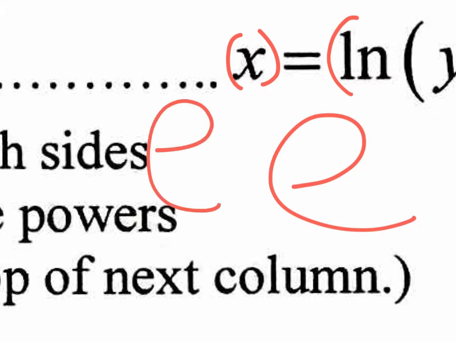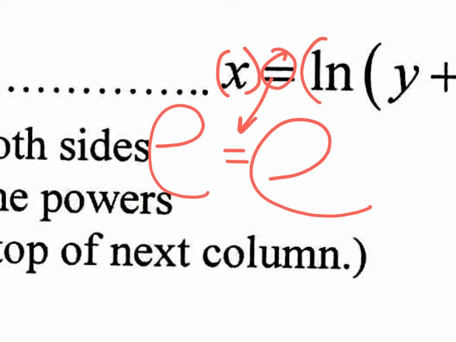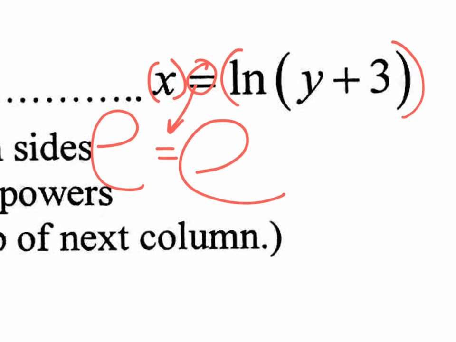So I'm going to put a big e over here. And the equal sign, I'm just going to bring it down between the two e's. So my new equation is going to look like this. It's going to look like e to the x equals e to the ln of y plus 3. And of course, e to the ln cancels out.